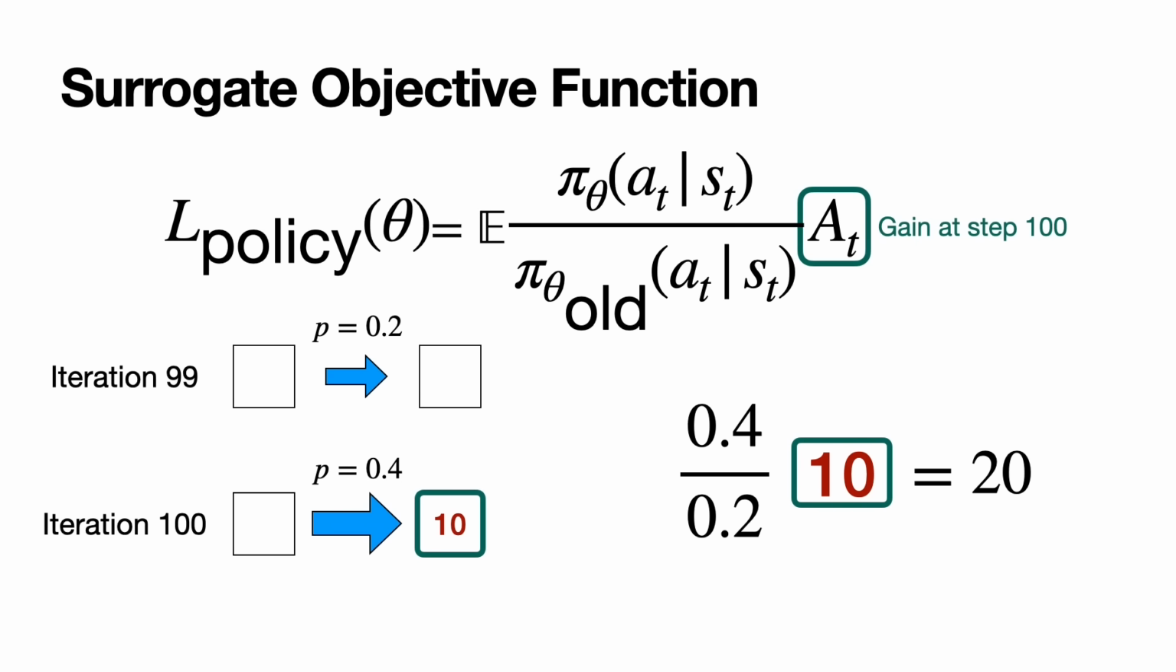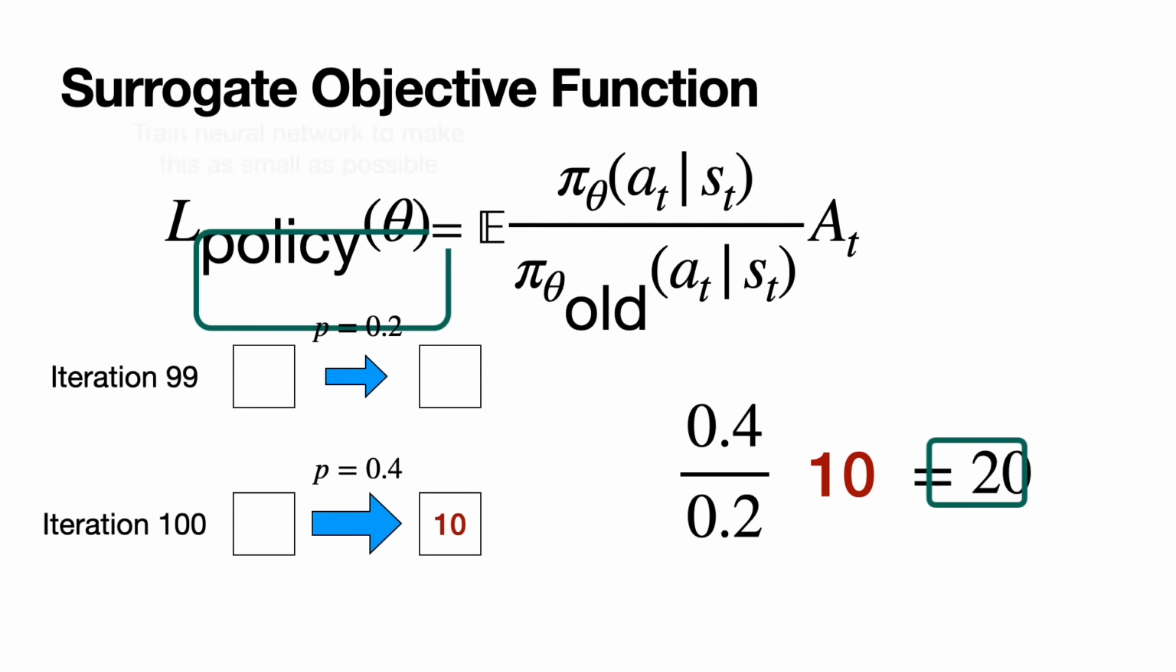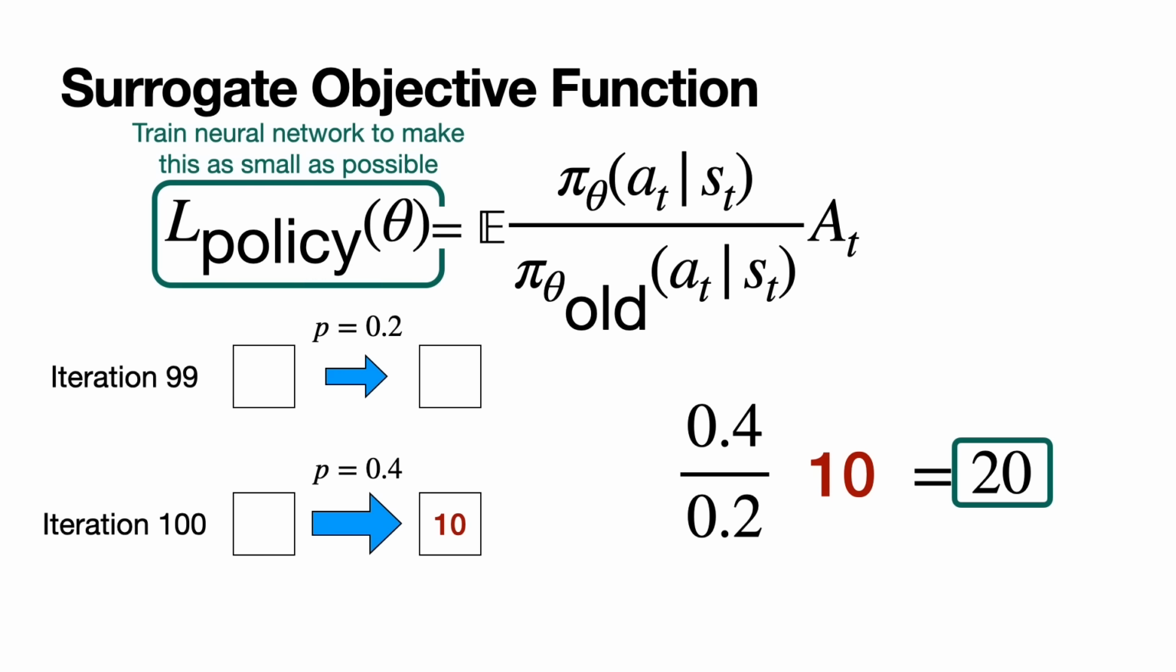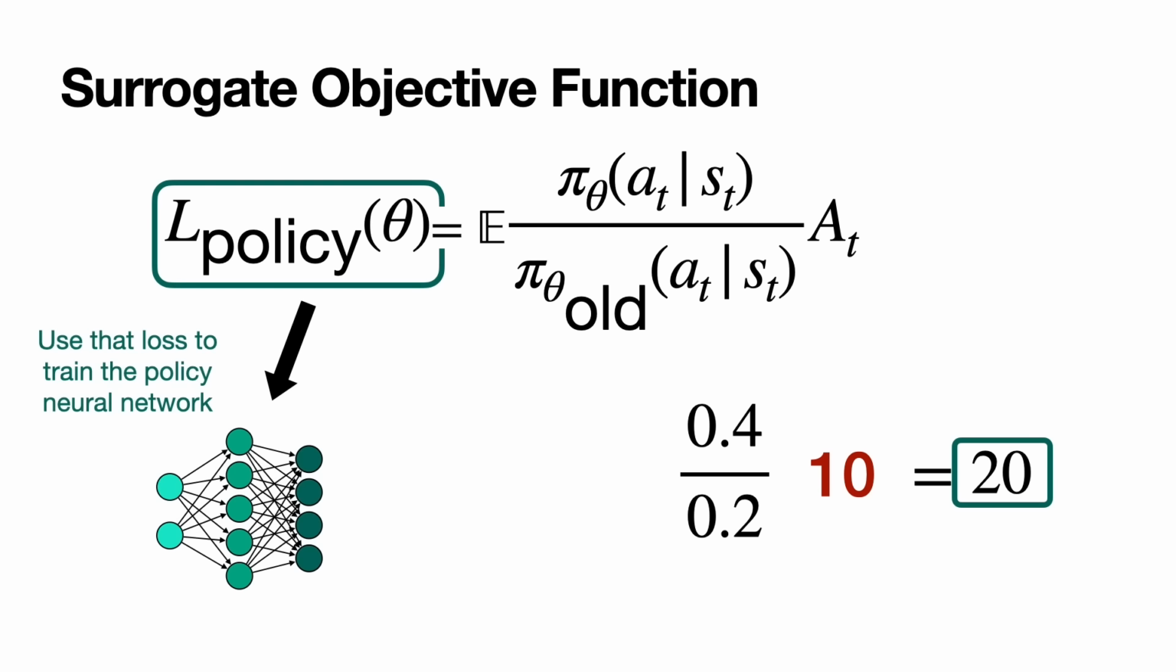So the idea is that this entire thing, the 20, is the loss of the policy neural network. The idea is to train the neural network to make this loss as small as possible. In other words, we use the loss to train the policy neural network. And if we can make this loss tiny, that means we've reached a point where the policy neural network is approximating the actual policy really well. And that's how you train the policy neural network.